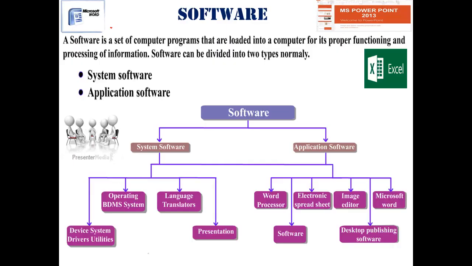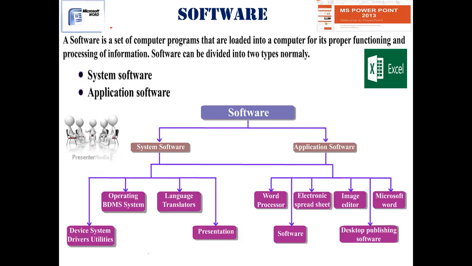Next topic is software. Software means a set of computer programs that are loaded to the computer for its proper functioning and processing information. Some examples of software are MS Word, MS Excel, MS PowerPoint, etc. Software can be divided into two types: system software and application software.